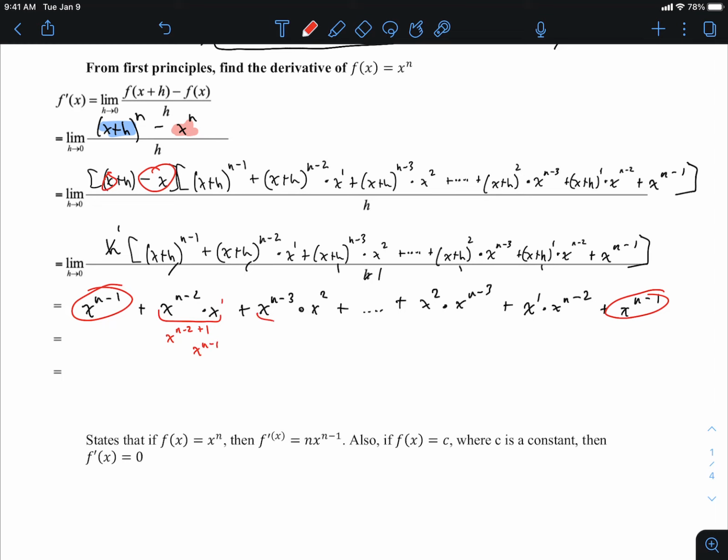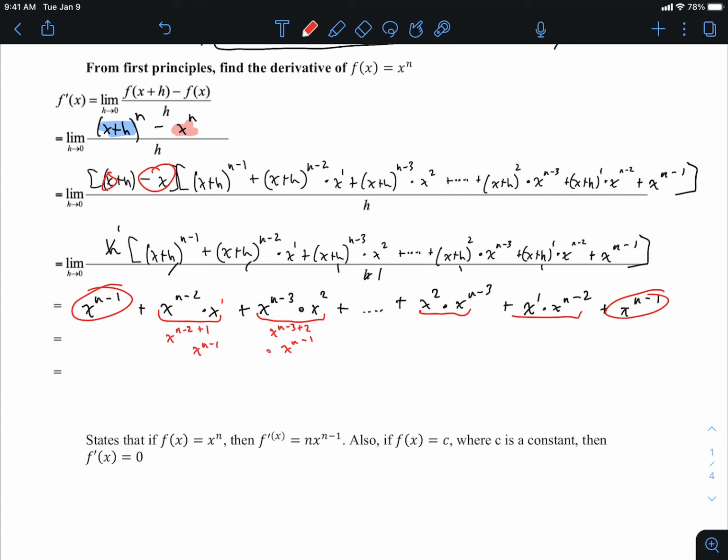Well, what about here? x to the n minus 3. Well, we're going to add the exponents, right? Plus 2. Well, that turns into the x to the n minus 1. And you'll find it does the same thing across the whole way, right? How many of them are there is the question, right?